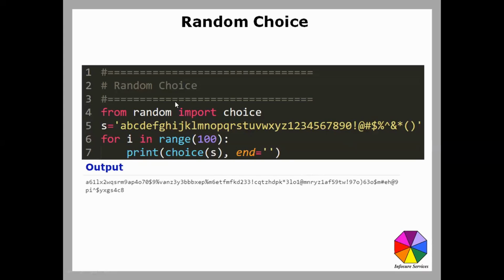In another example, we come back to the random package and import a function called choice. From random, import choice. Here we are generating part of a string. I have a string S with A to Z, 1 to 0, and special characters, so this is a string of the entire ASCII characters. Using this choice will allow me to pick one character from the string.